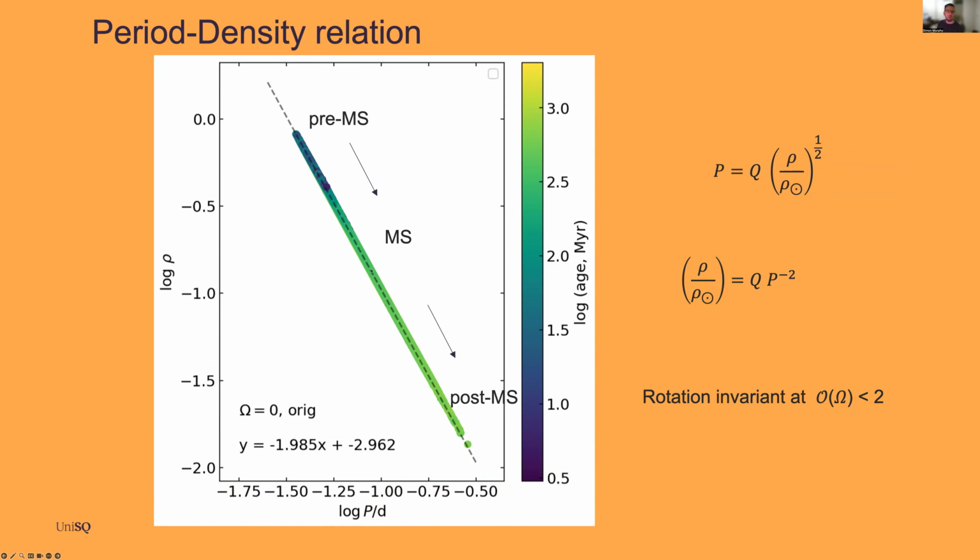It's extremely tight. These come from MESA models and GYRE mode frequencies. This is the expected behavior between pulsation period and density. And so if we rearrange this, then the exponent is -2. And since this is in log form, if we fit a linear line to a log-log plot, we get that -2 here in the equation. This is also rotation invariant to 0th and 1st order.